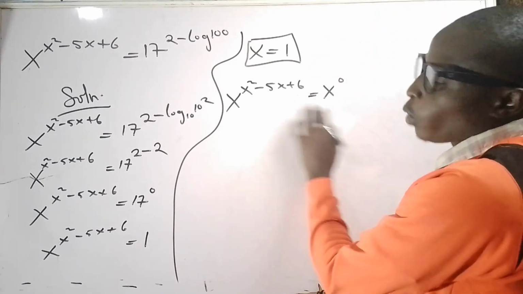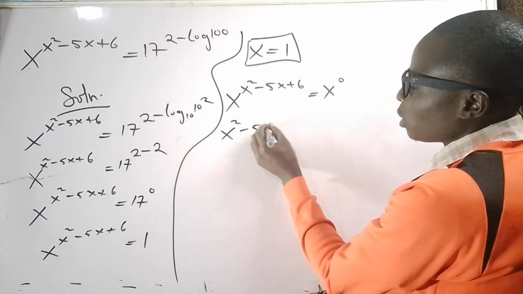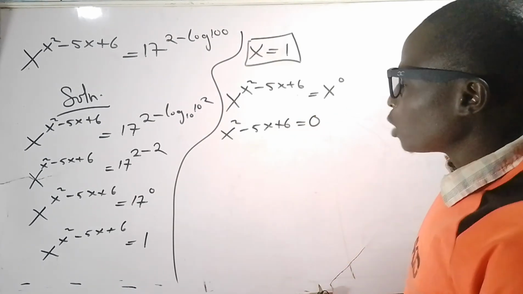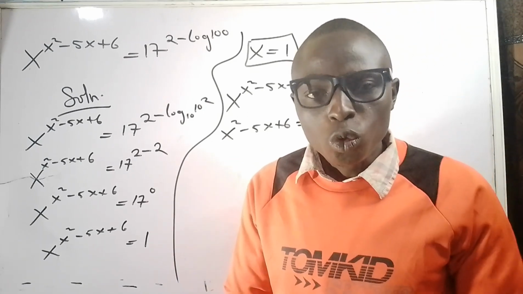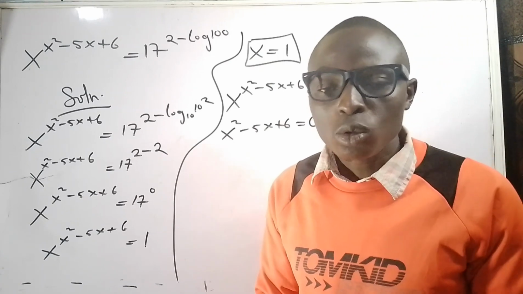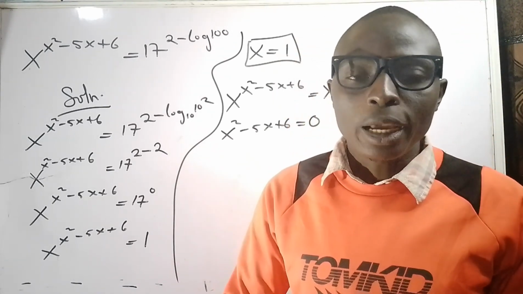So we can equate the two bases and make use of the powers. So we have this to be equal to 0. So at this point we can now look for two numbers that when multiplied the result will be positive 6, and when added the result will be negative 5.